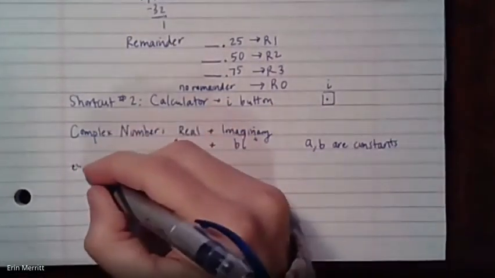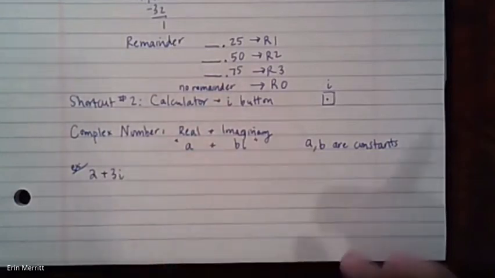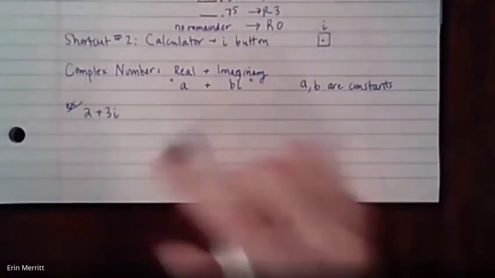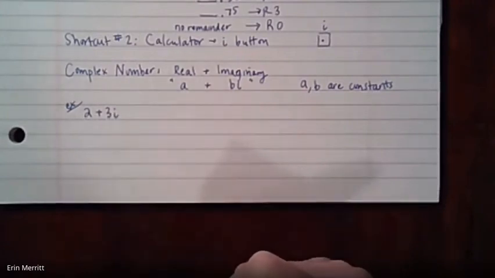So a very simple example is it could just look like 2 + 3i. That would be a complex number where 2 is the real number and the 3i is the imaginary piece of it.